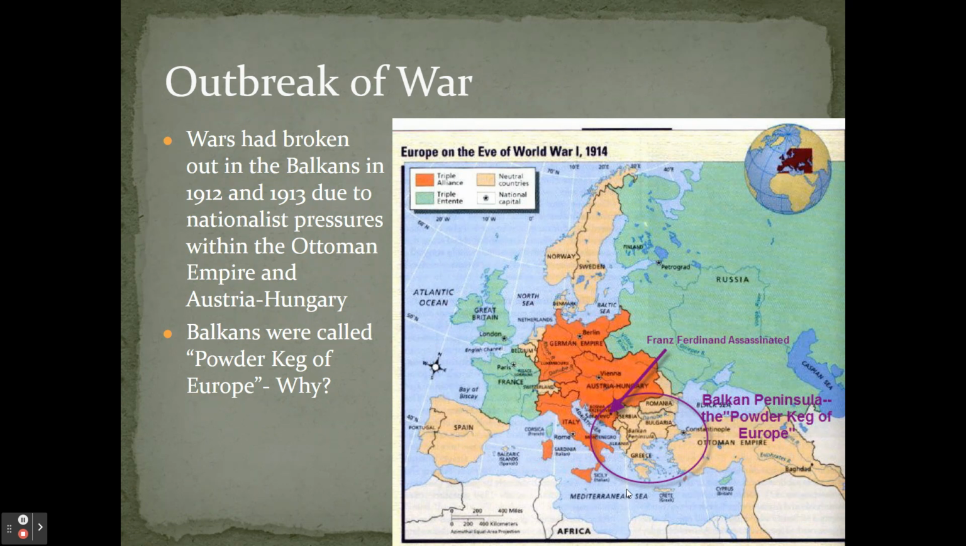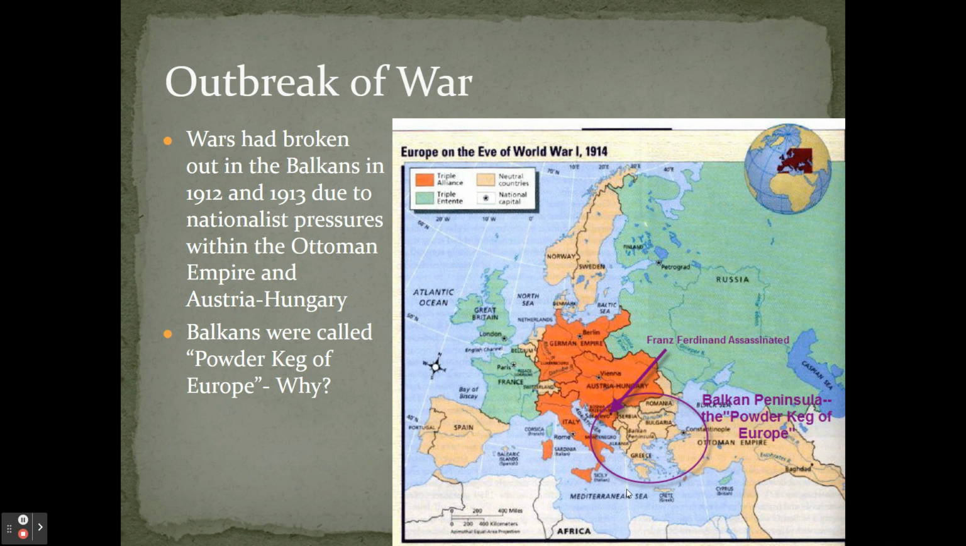Okay, so those are the main causes. Now we're going to look at the outbreak of war. It's really like a chain reaction of events. Wars had broken out in the Balkans, which is the circled region on the map, in 1912 and 1913 due to nationalist pressures within the Ottoman Empire and Austria-Hungary. Like I said, a lot of those groups down there felt very strong nationalism for their people, and they wanted their own country, and they didn't like either Austria-Hungary's rule or the Ottoman rule.